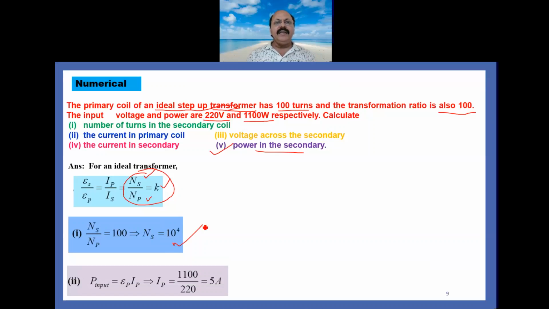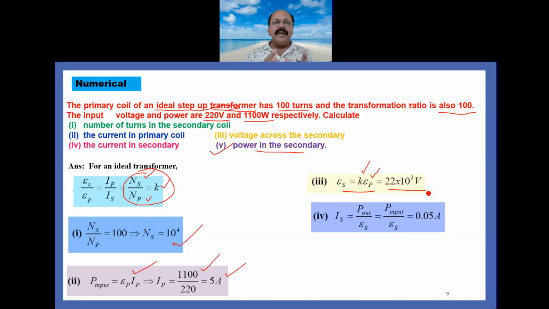Similarly, the current in the primary coil. Input power is given, input voltage is given, then P input equal to EP IP, and IP equal to P input upon EP. So you apply this formula, substitute the values, solve it, you will get 5 ampere. Now the third part is voltage across the secondary. From here ES upon EP equal to K, then ES equal to K EP. The value of K is given, value of EP is given, substitute the values, solve it, you will get 22 into 10 raised to power 3 volt.